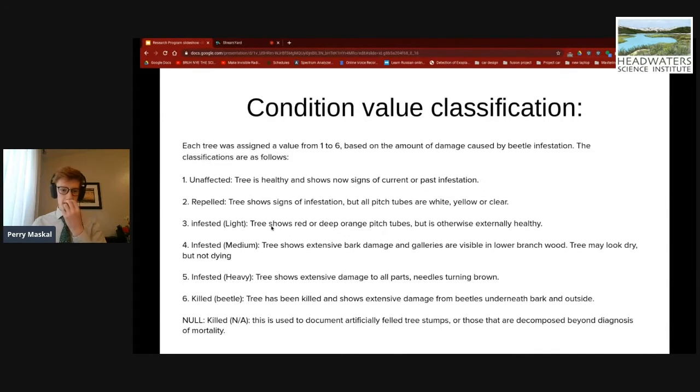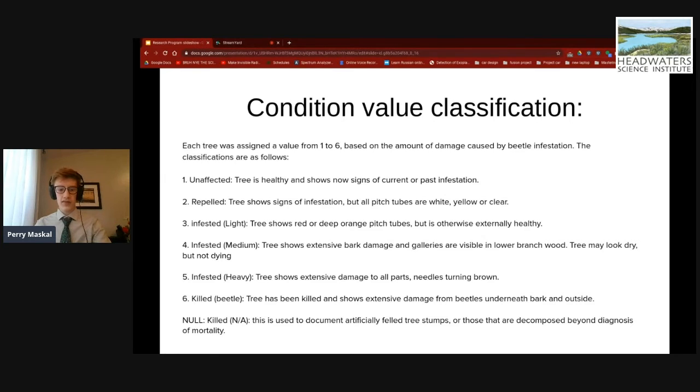Number 3 was infested, light. Tree shows red or deep orange pitch tubes, but is otherwise externally healthy. Number 4, infested, medium. Tree shows extensive bark damage and galleries are visible in any exposed lower branch wood. The tree may look dry, but it is not dying.